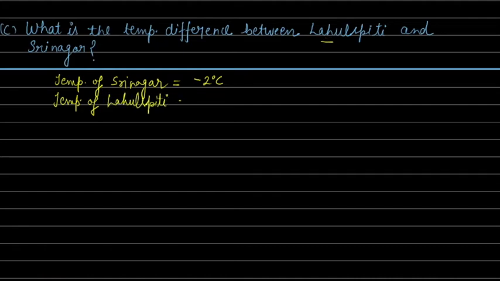How much is the temperature at Lahaul Spiti? -8 degrees Celsius. Now we have to calculate the temperature difference. So we can write temperature difference. How much? -2 is bigger than -8. So we will write -2 minus -8. Let's put it like this, in degrees Celsius.